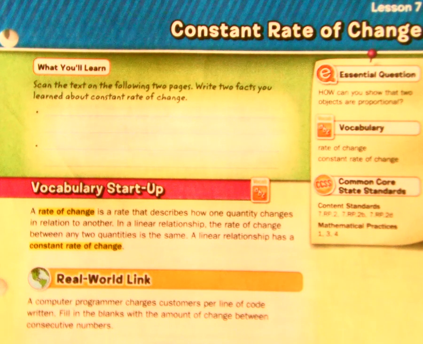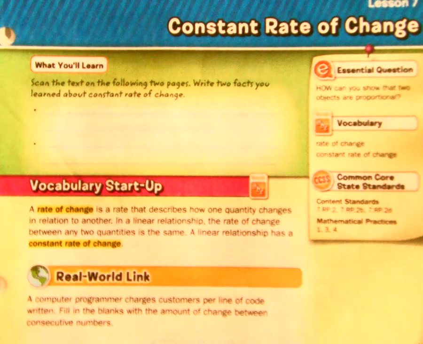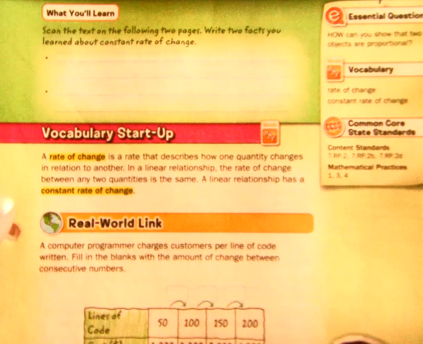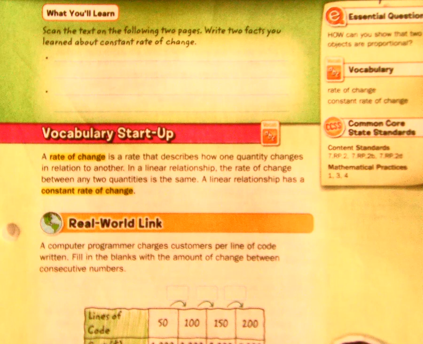Lesson 1.7, Constant Rate of Change. A rate of change is the rate that describes how one quantity changes in relation to another. In a linear relationship, the rate of change between any two quantities is the same. A linear relationship also has a constant rate of change. So again, we're figuring out what we are changing by every time, per one of something.